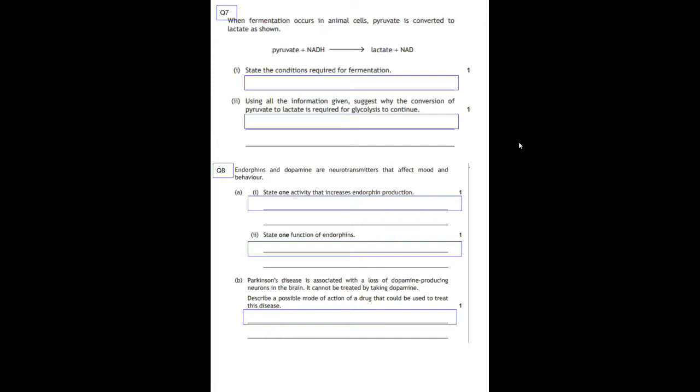For the next one, using all the information given, suggest why the conversion of pyruvate to lactate is required for glycolysis. So it produces NAD to pick up more hydrogen ions and electrons, or produces NAD, which is needed for glycolysis.